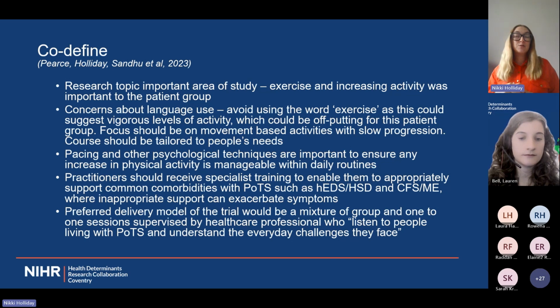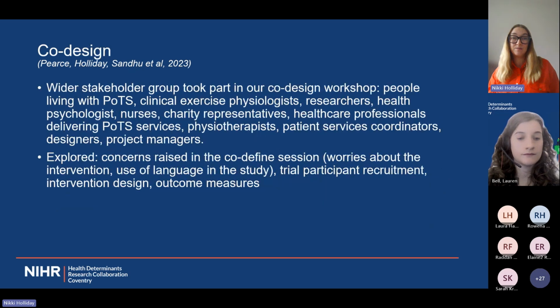And people said that the preferred delivery of the trial of this intervention should be a mixture of group and one-to-one sessions supervised by healthcare professionals who would listen to people living with POTS and understand the particular everyday challenges that that patient group faces.